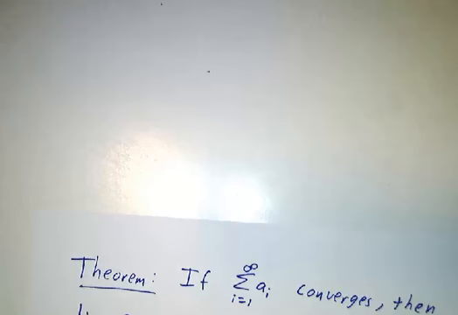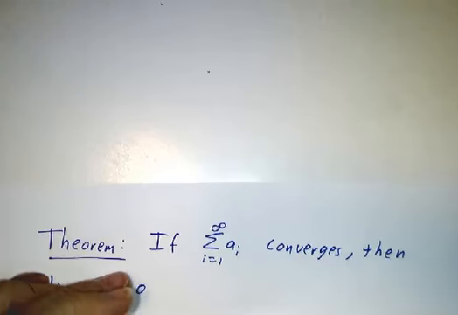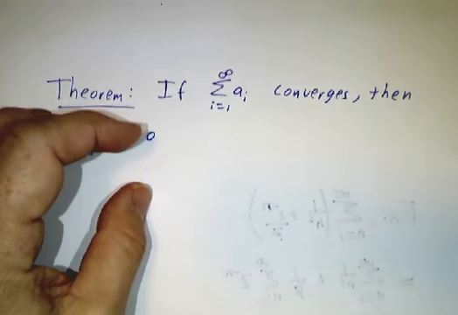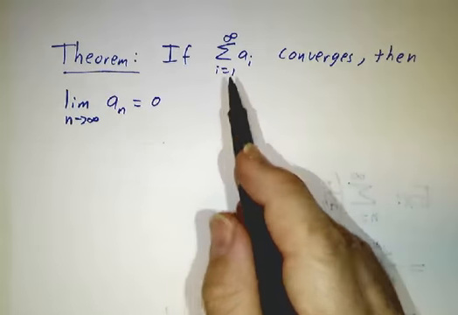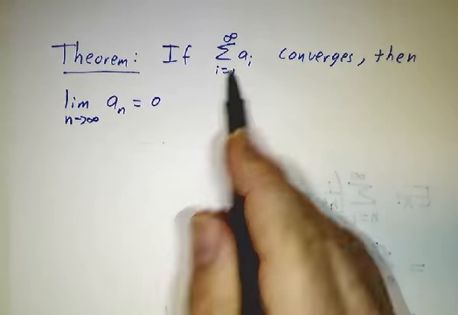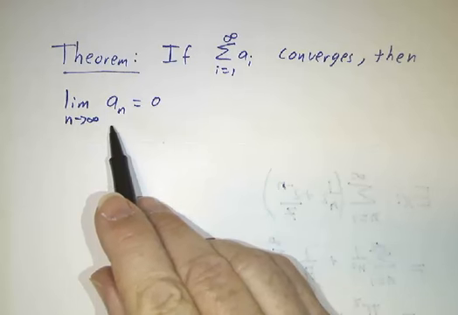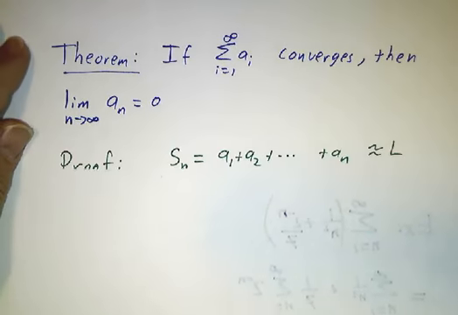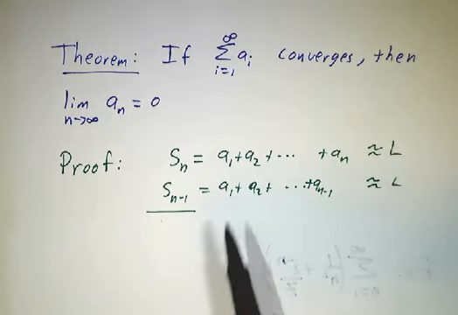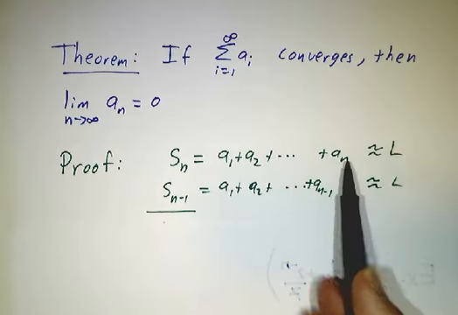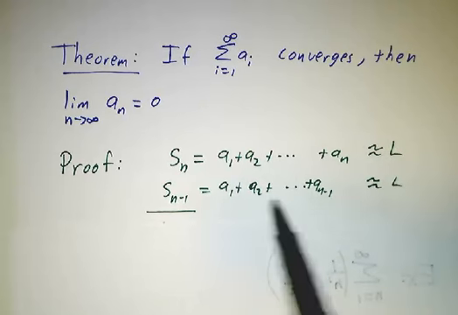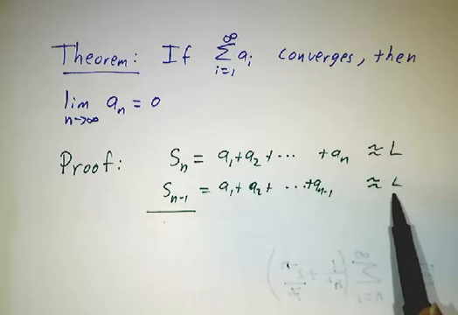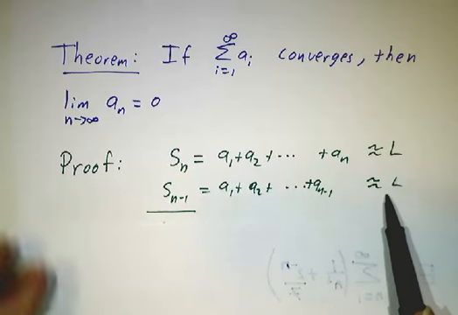The last fact about these series is a criterion for when something doesn't converge. So let's suppose that the series converges. If the series converges, I claim that the individual terms are going to 0. The proof is pretty simple. We take the sum of the first n terms, and that's going to be close to whatever the sum converges to. We take the sum of the first n minus 1 terms, and that's also close to whatever this infinite series is converging to, as long as n is big.